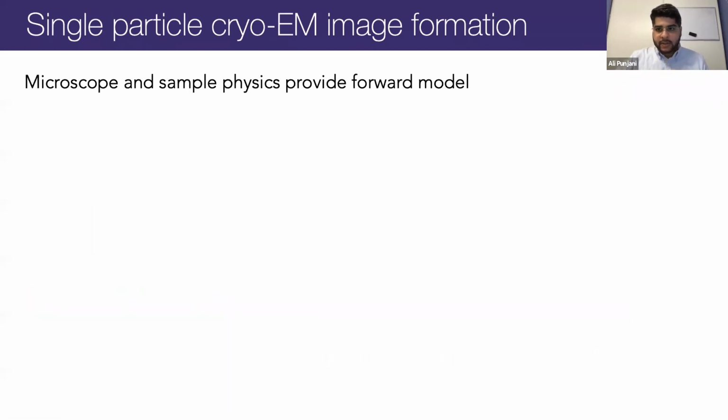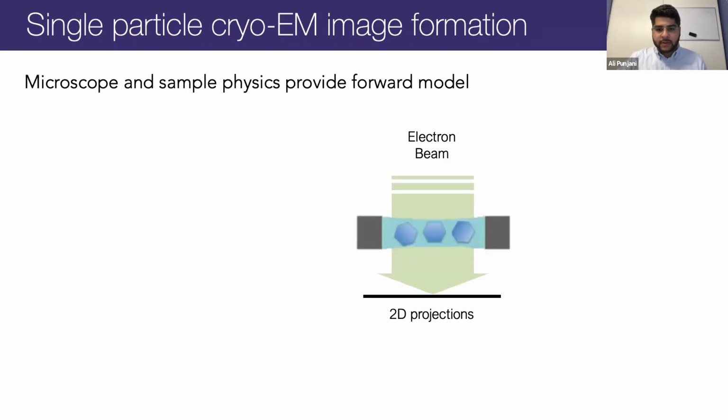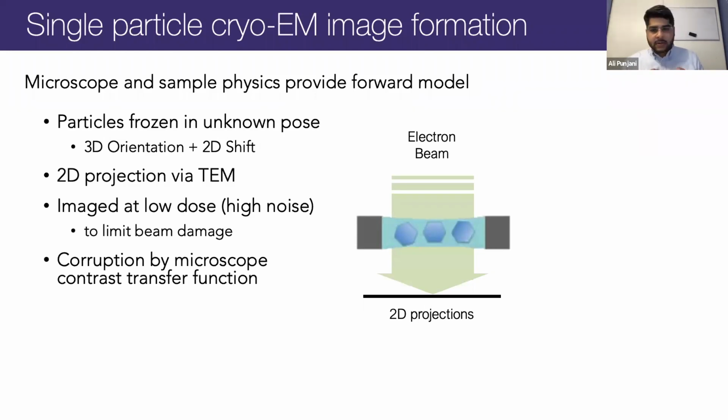There are two parts to the image formation model that are very important: the microscope and the sample itself. The microscope is something most people are very familiar with in terms of how it works overall. There are a few steps. The particles themselves are frozen in ideally a random and unknown pose. So that's 3 dimensions of orientation pose that we don't know, and 2 dimensions of in-plane shift within a particular image for every single particle protein.